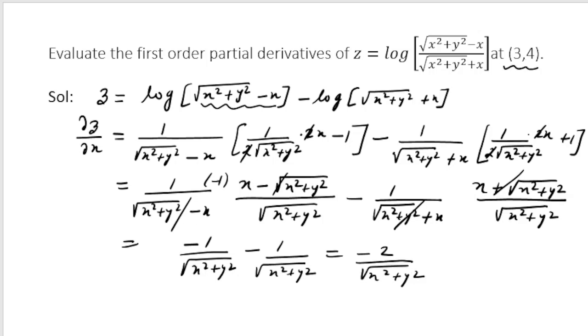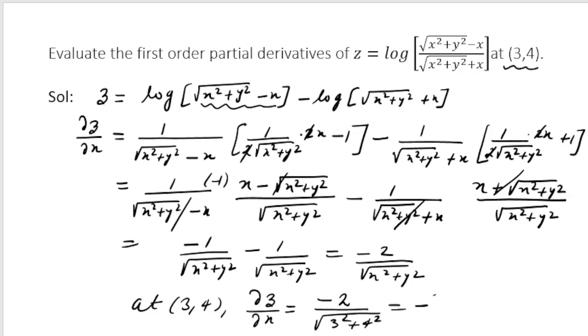And since we have to evaluate the value at point (3, 4), what will be the value of del z by del x? The value of del z by del x will be minus 2 by under root 3 square plus 4 square. So it is 25, so it will be minus 2 by 5. So I have got the derivative of the function z with respect to x at point (3, 4) is minus 2 by 5.